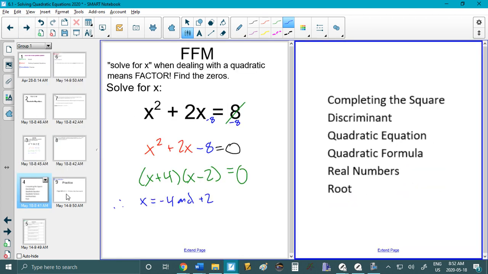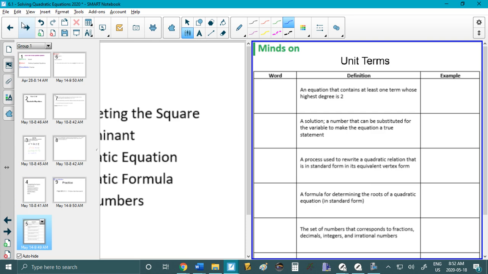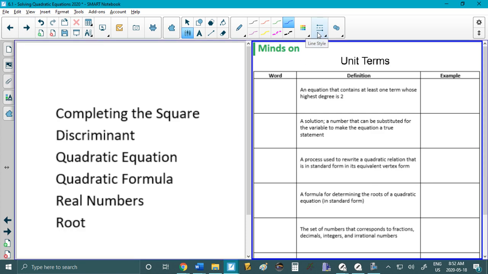On your handout, we have some new terms. So here we go. The first definition over here says an equation that contains at least one term whose highest degree is 2. Now, I'm just going to go ahead and tell you that this is a quadratic equation.